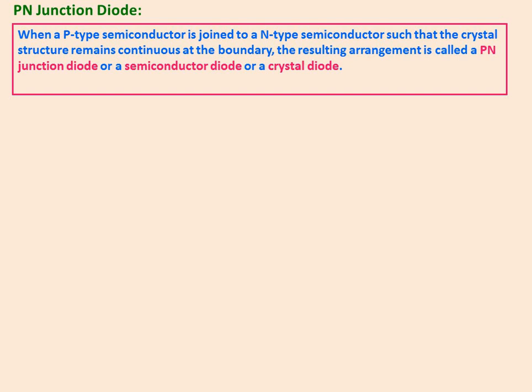So now we are going to discuss the combination of those two semiconductors, which gives us a new device called a diode, because diode means having two terminals. Earlier we have seen the pure P type semiconductor and pure N type semiconductor, adding the impurities and all.